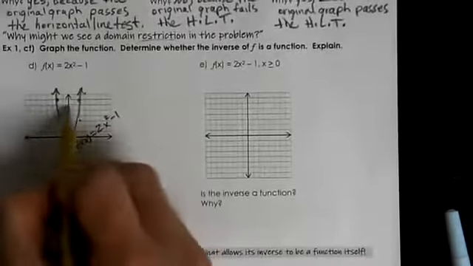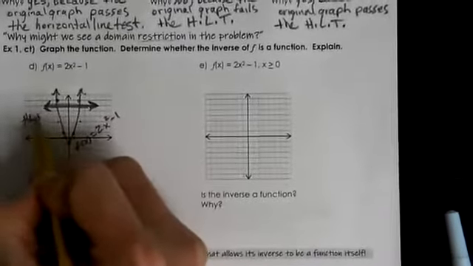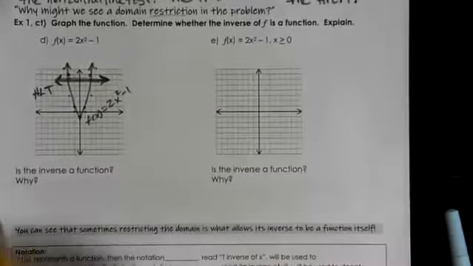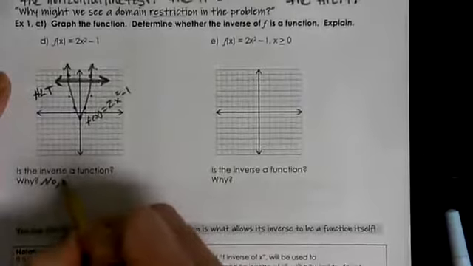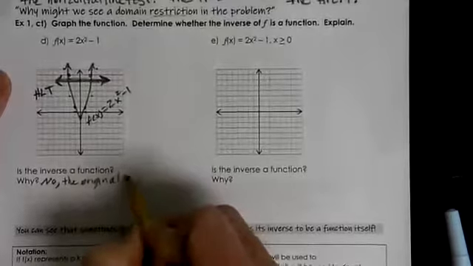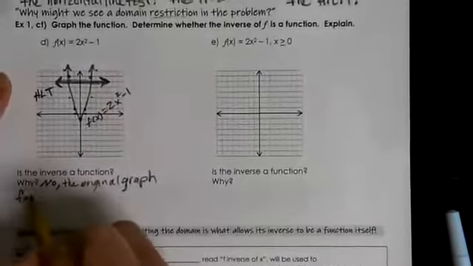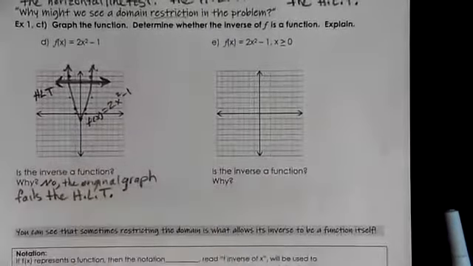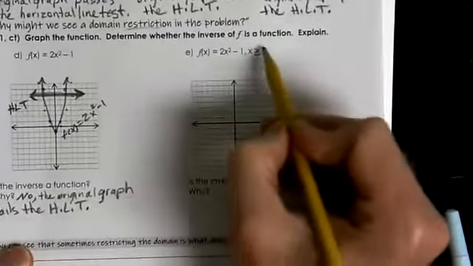And we can tell that a horizontal line test is going to cross it in 2 spots. Is the inverse a function? No. The original graph fails the horizontal line test. Okay. Well, what if we do this funny domain thing?